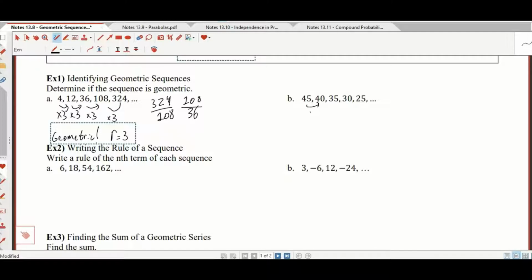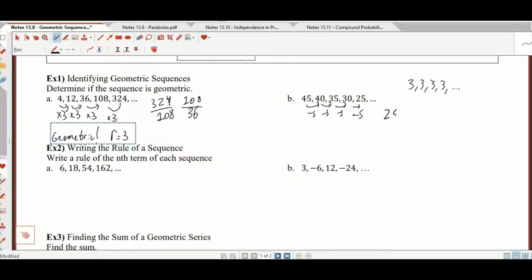All right, so 45 to 40. Well, honestly, I'm looking at this. That goes down 5, down 5, down 5, down 5. So this is an arithmetic sequence, and an arithmetic sequence cannot be both arithmetic and geometric. I guess technically it can if the common ratio is 1. Like, that's the ridiculous series 3, 3, 3, 3, 3, and so on.